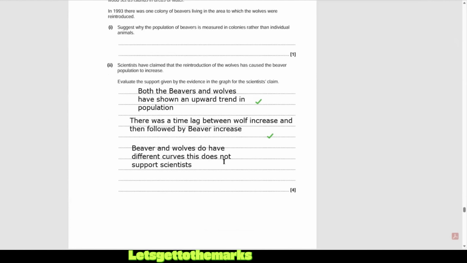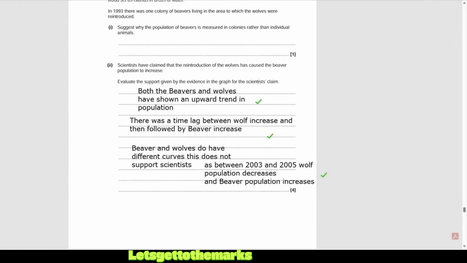Beaver and wolves do have different curves. This does not support the scientists, as I'm going to give some data. Between 2003 and 2005, wolf population decreases and beaver population increases. So you've always got to use some data, and there's my piece of data for this, in these kinds of things, to back up your argument. So they go against each other.